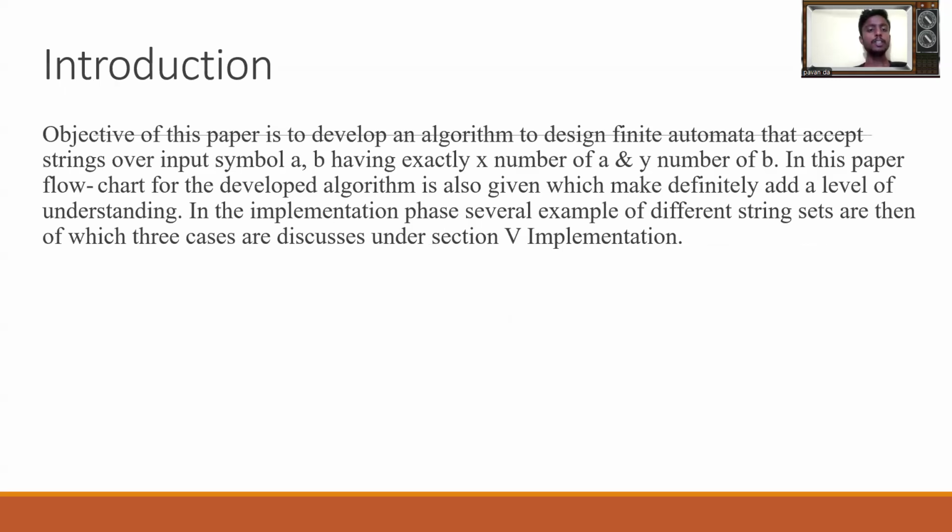Introduction. The objective of this paper is to develop an algorithm to design finite automata that accept strings over input symbols A, B having exactly x number of A and y number of B. In this paper, a flowchart for the developed algorithm is also given, which adds a level of understanding. In the implementation phase, several examples of different string sets are given, of which three cases are discussed under Section 5, Implementation.